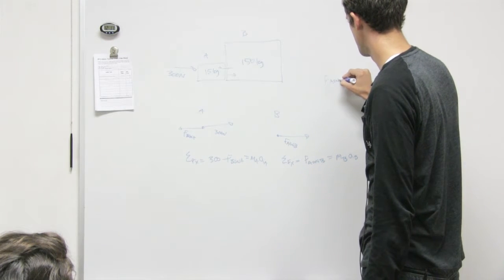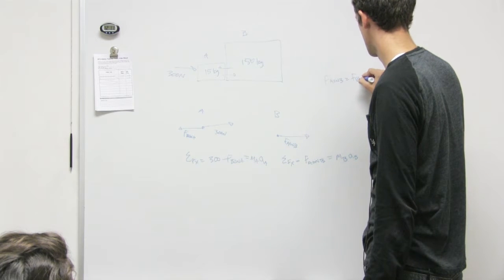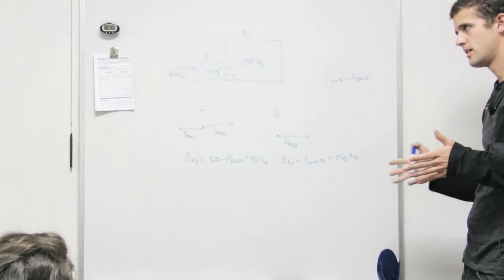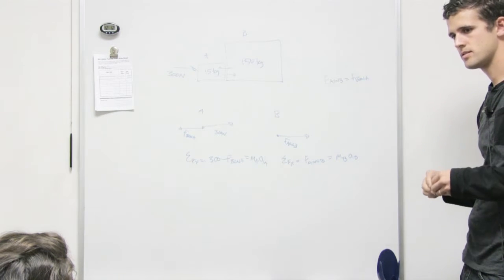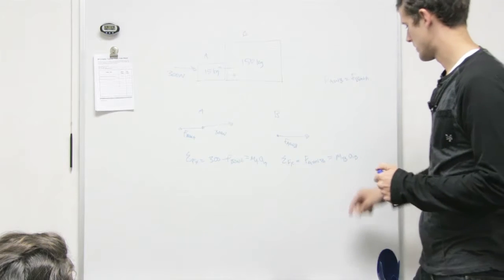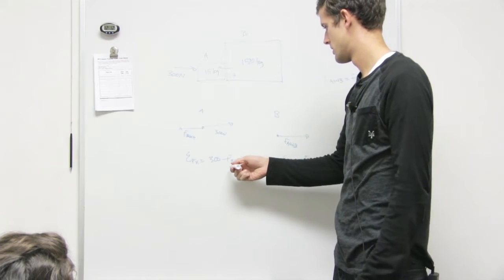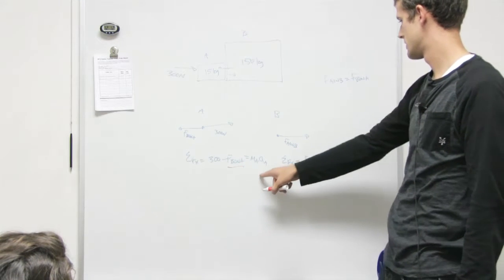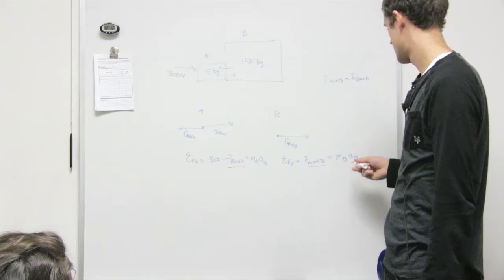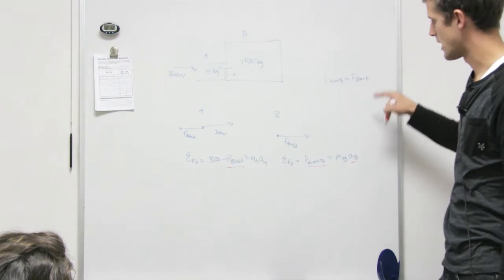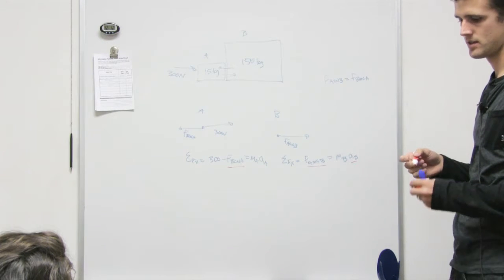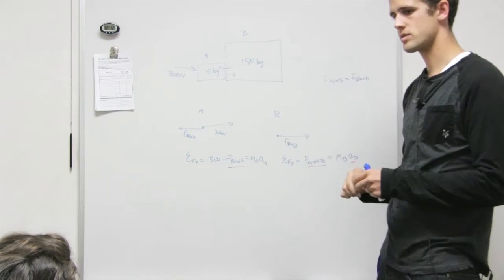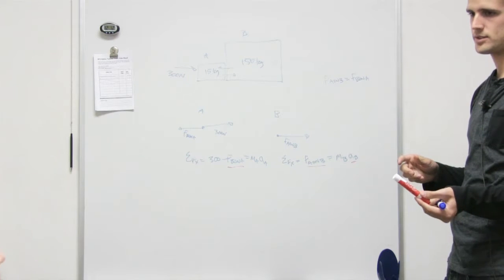And then we also know that F A on B equals F B on A, because it's a reaction pair. So how many unknowns do we have? B on A, A on B, and then our accelerations. And then how many equations do we have? Two. Yeah, so we've got 3 equations with 4 unknowns, which means it's impossible to solve.